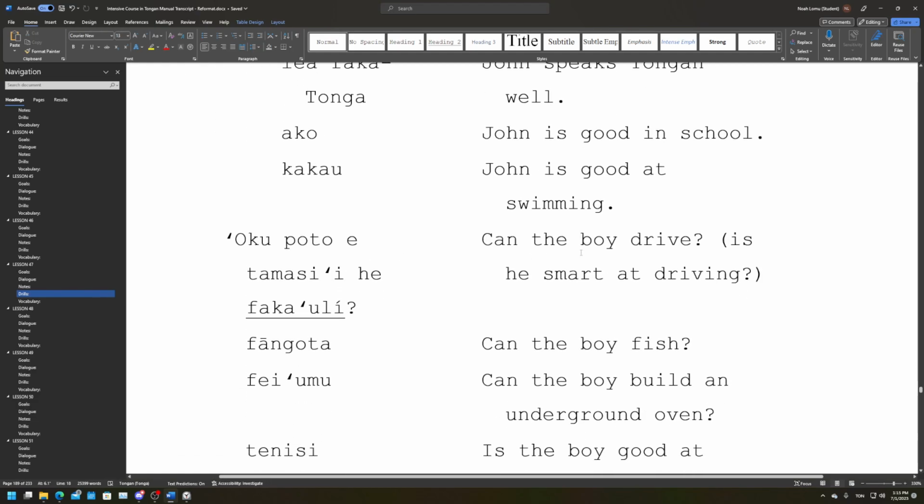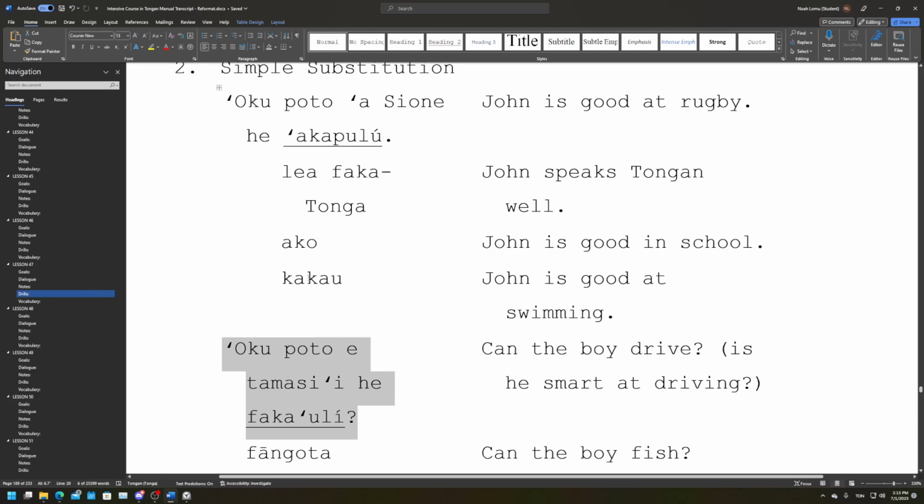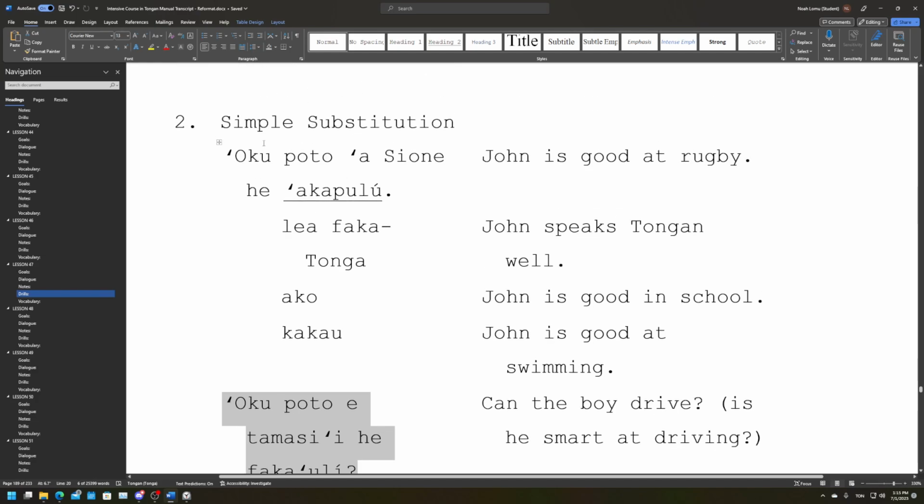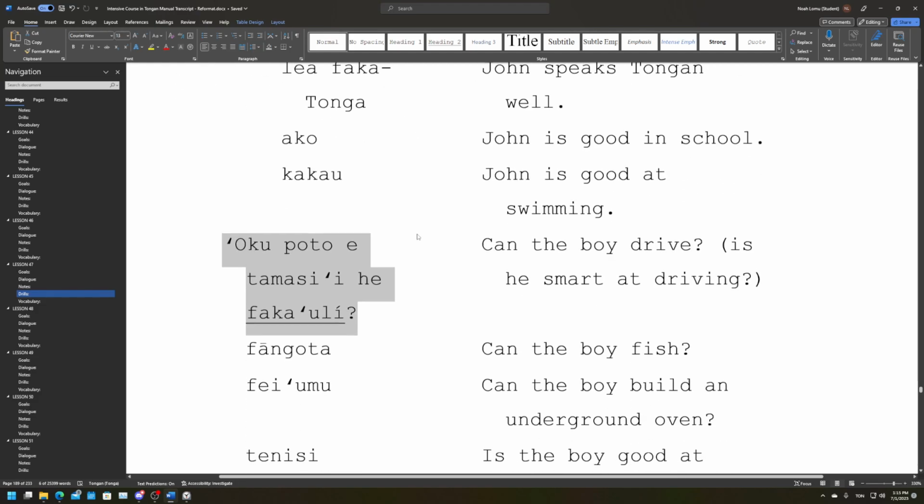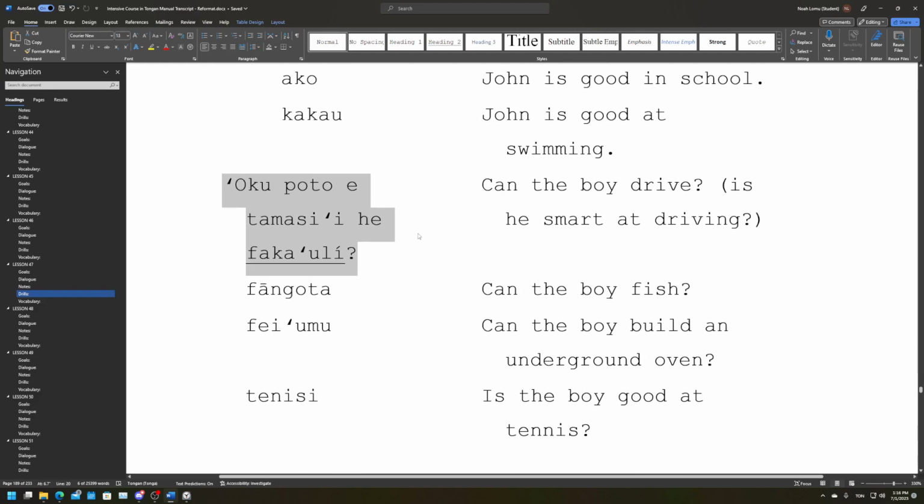Okay. What was the question? O ko pota sione he cacao, I guess, because it's ako, yeah. O ko pota tamasi I he whakauri.